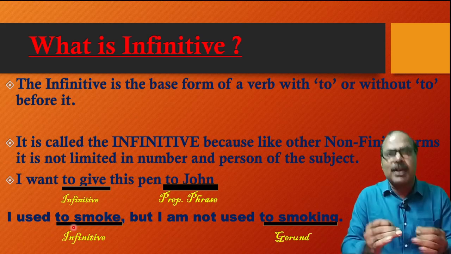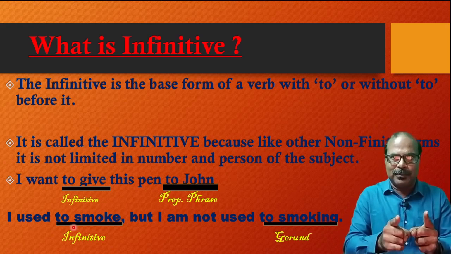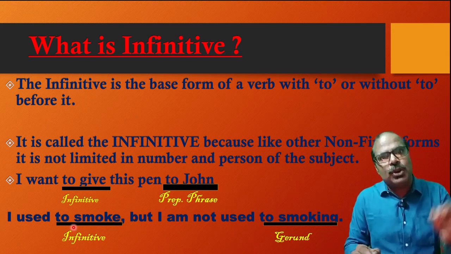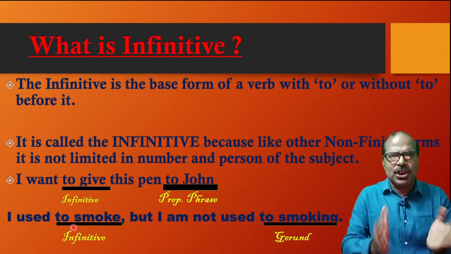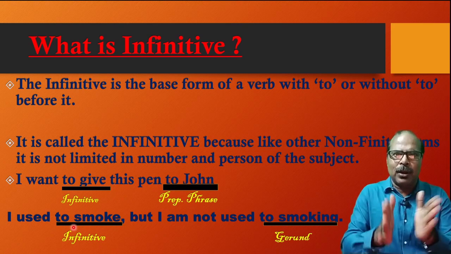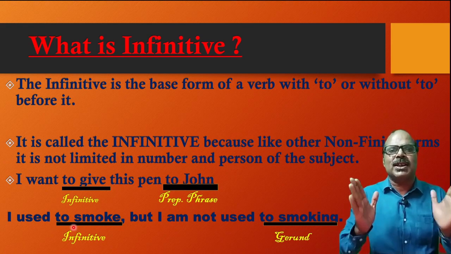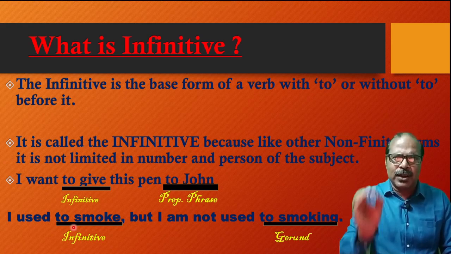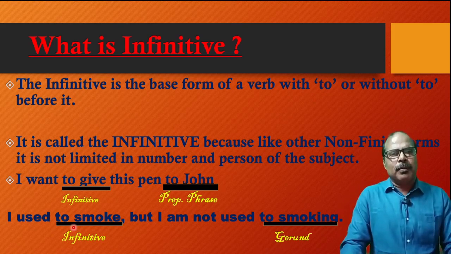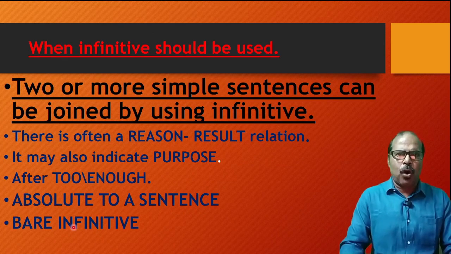I saw her to dance, I understand it, but to will not be used in active voice. But if I turn it into passive voice, she was seen to dance or she was seen by me to dance, then it will take to. Some verbs take bare infinitive, not taking to in active voice but taking to in passive. I have described them in detail in my infinitive lesson. Now let us proceed. When should infinitive be used?